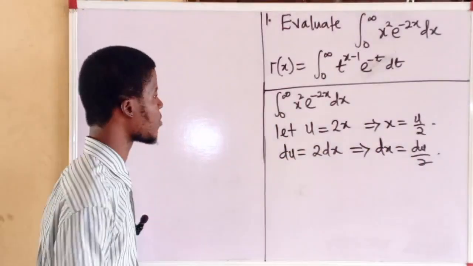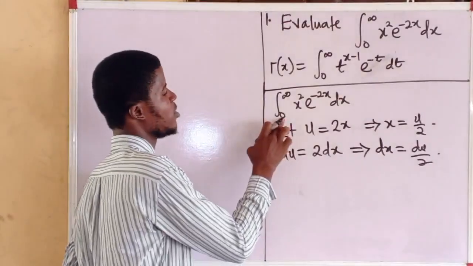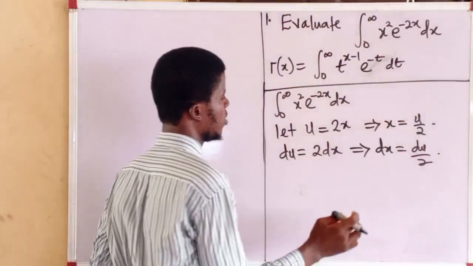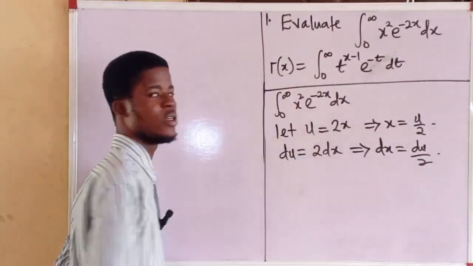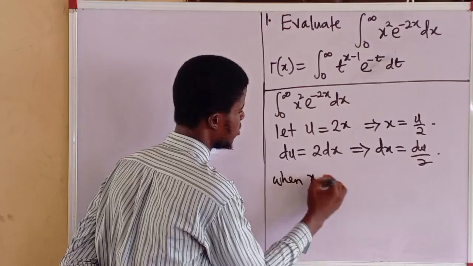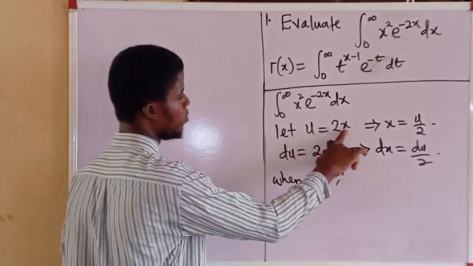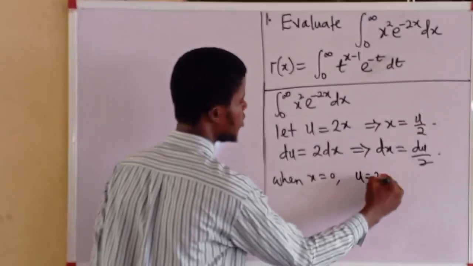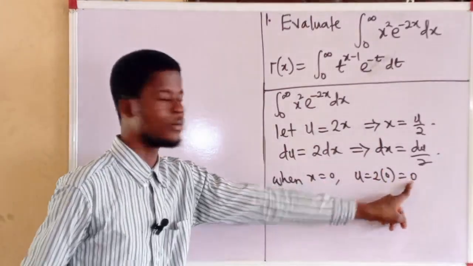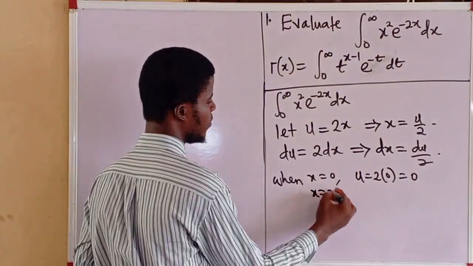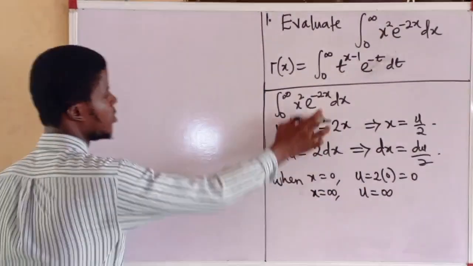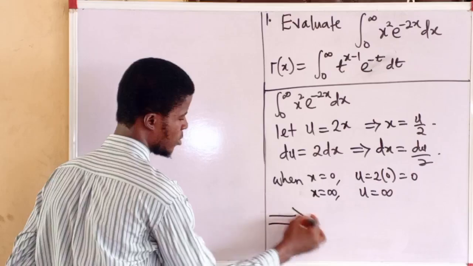What we are trying to do now is to express this integral as a function of u, no longer x. So this limit, this is x equal to 0, x equal to infinity, all right? So let us see what u is when x is 0 and when x is infinity. So when x is equal to 0, what's u? Put 0 here. u is equal to 2 times 0, right? And that's 0. So when x is 0, u is still 0. x equal to infinity, u is also equal to what? Infinity.